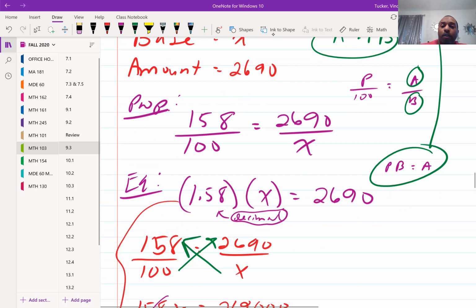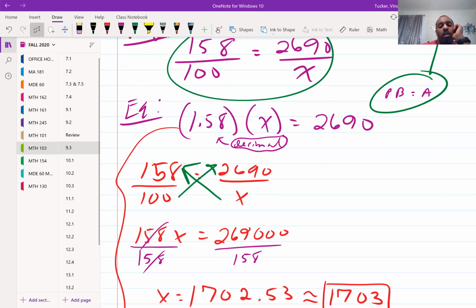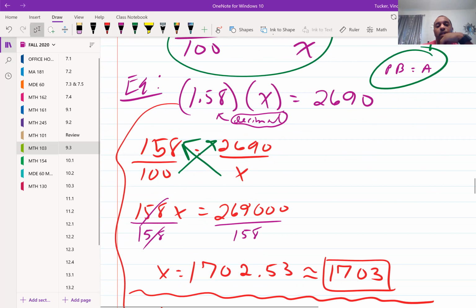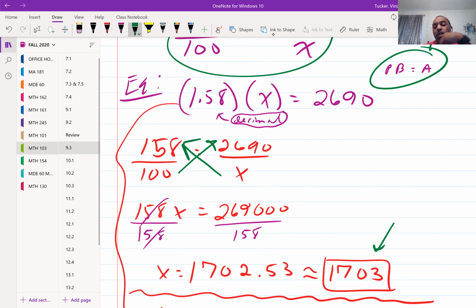So now, if you want to solve the proportion, you're going to cross multiply. We talked about cross multiplying before. 158 times X, 100 times 2690. Then divide by 158. That's what we did here. And that will give us 1702.53. But then they told us to round to the nearest whole number. So that's why I have 1703.